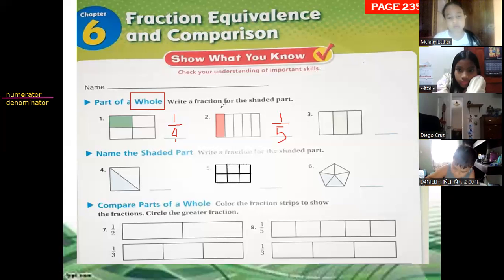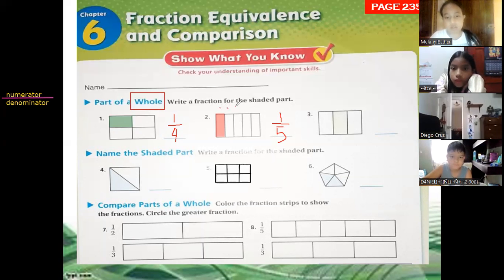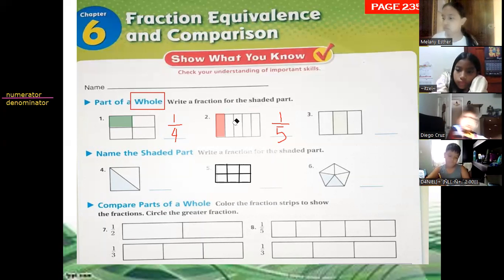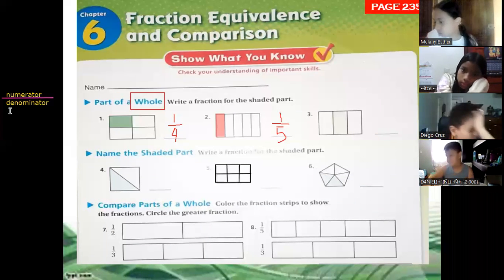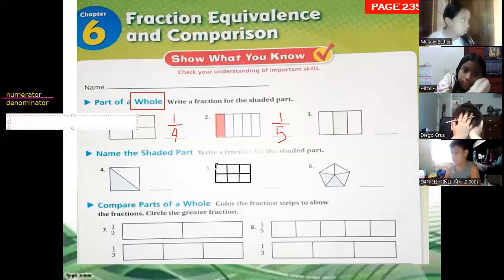It doesn't matter if only one part is colored. You have to count it. 1, 2, 3, 4, and 5. So the fraction that represents this shape is 1/5.